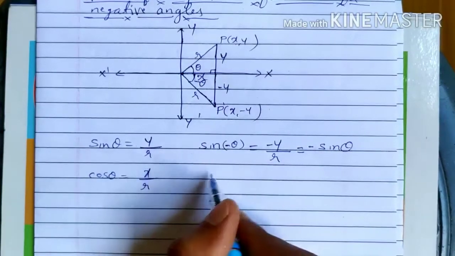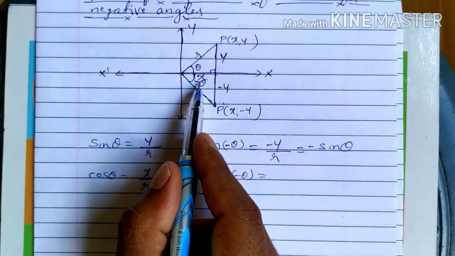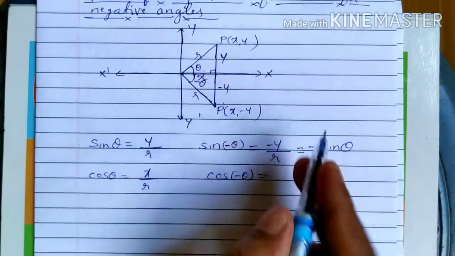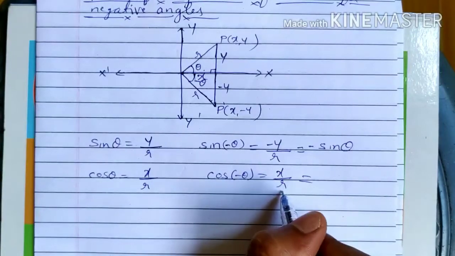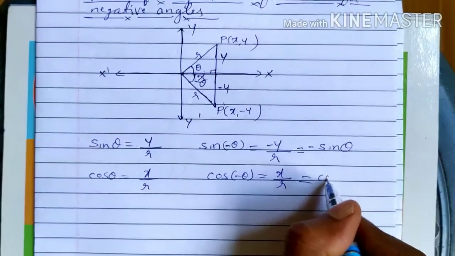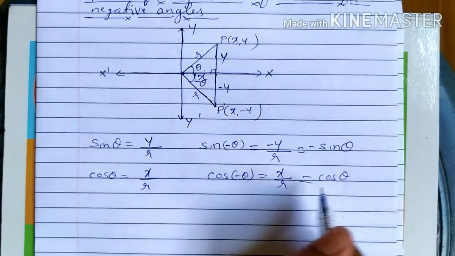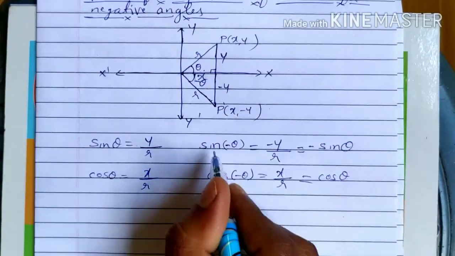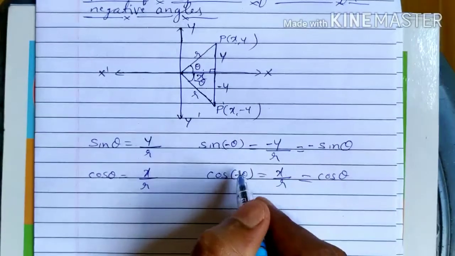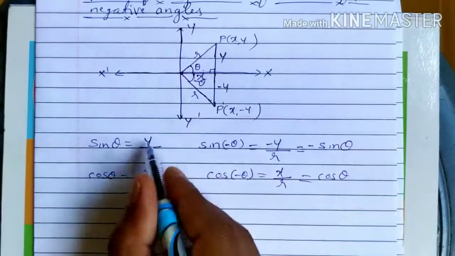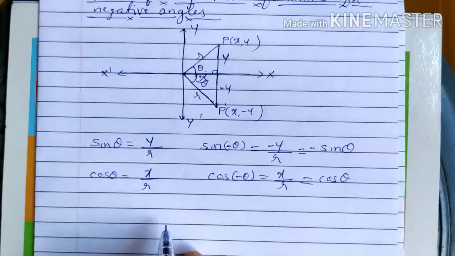In the same way, cos of minus theta is adjacent by hypotenuse, that is x by r. Both are positive. So x by r is nothing but cos theta. That means cos of minus theta is the same as cos theta, but sine of minus theta is equal to minus sine theta. These two results you have to remember. Using these two results you can find cot theta, tan theta, cosec theta, and sec theta.